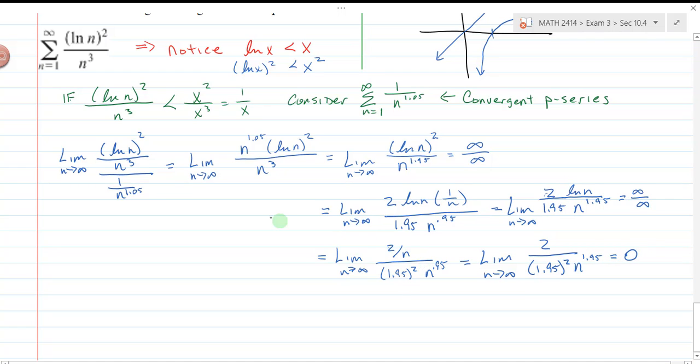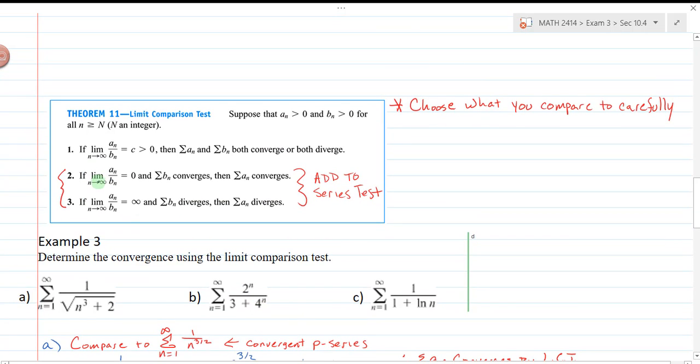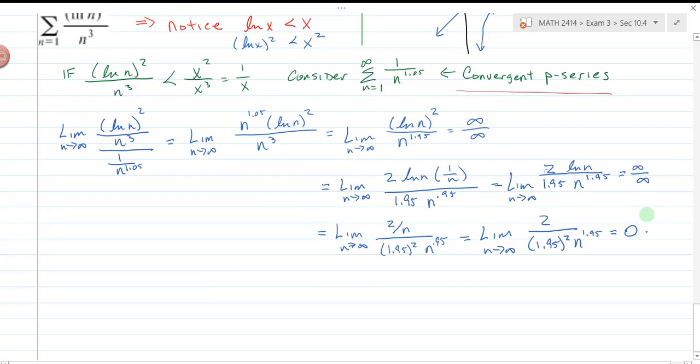I compared our series to a series that I knew converged. When we look at the limit comparison test, we said that if we get a limit that's equal to 0 and the series we're comparing it to converges, then our series converges. So because we compared to a series that converged and our limit was equal to 0, our conclusion then would be that our series A sub n converges by the limit comparison test.